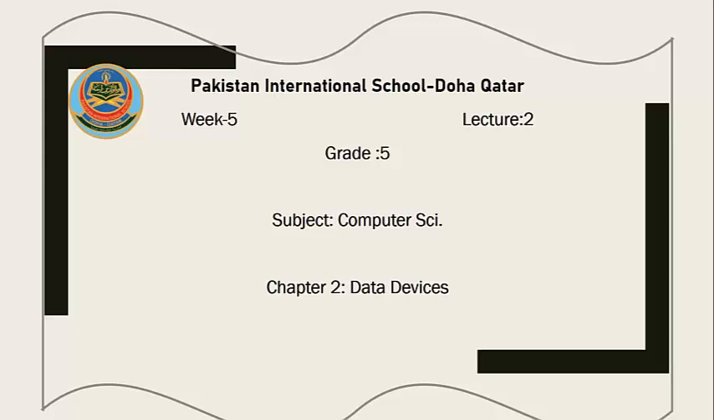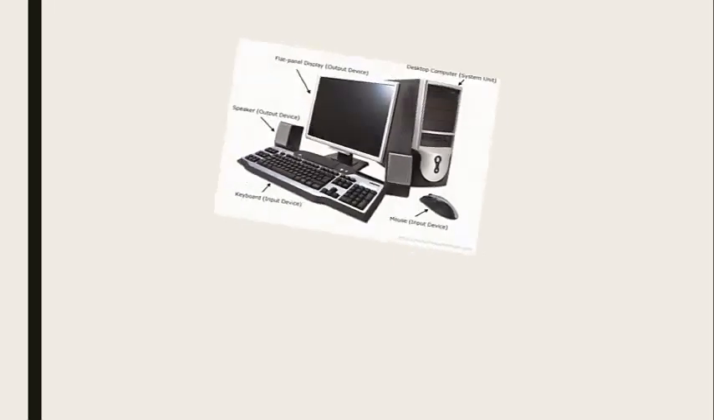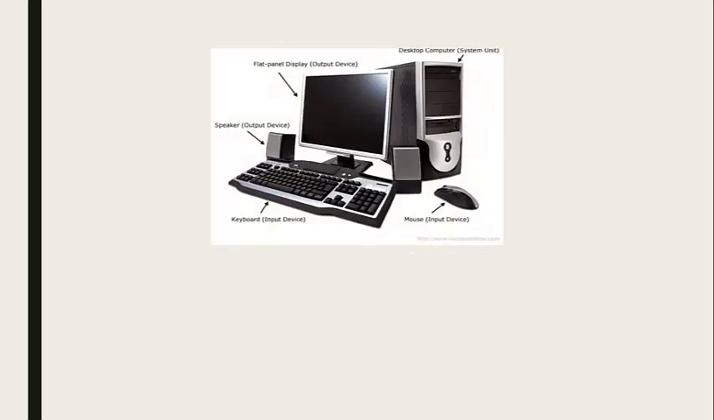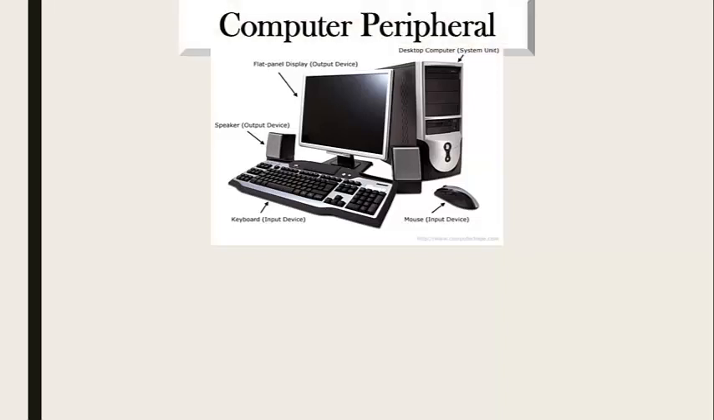Welcome to computer class. Today we are going to start the second chapter of our book, Data Devices. A computer performs various operations with the help of different data devices. All of them deal with data in some way or the other. All these devices are together called peripherals.